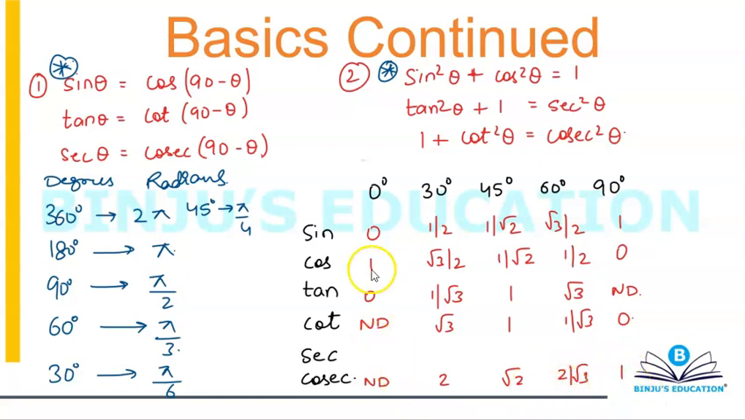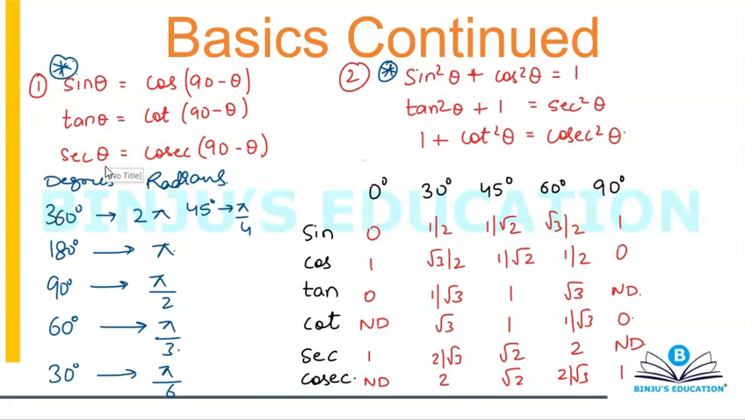Sec is 1 over cos. 1 by 1 is 1. 1 divided by root 3 by 2 is 2 by root 3. 1 divided by 1 by root 2 is root 2. 1 divided by 1 half is 2 and 1 divided by 0 is not defined. Exactly the complementary of cosec. So this is the table which you need to remember.